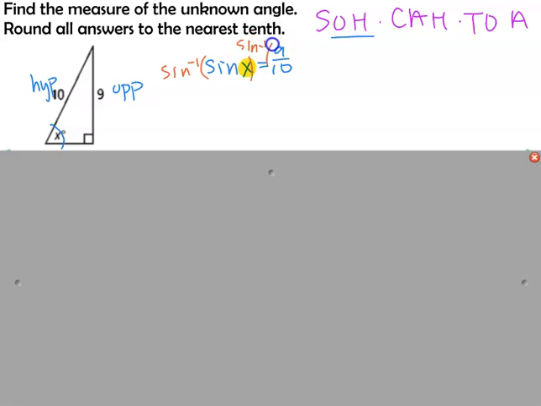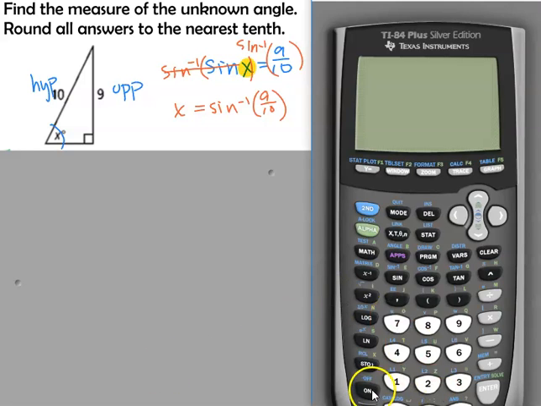Now I'm going to write it up here because I don't really have space in there. Now the sine inverse and sine will cancel out and you're left with just x. And on the right side, we have the sine inverse of 9 over 10. Now to find what that actually is equal to, we're going to take out our calculator.